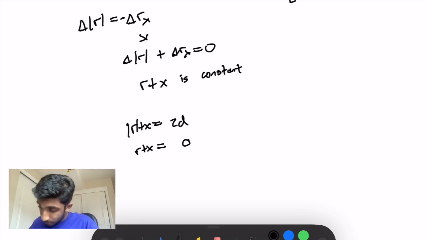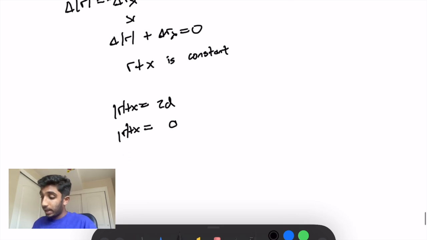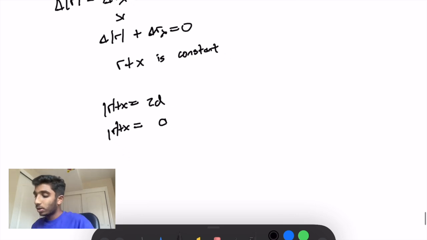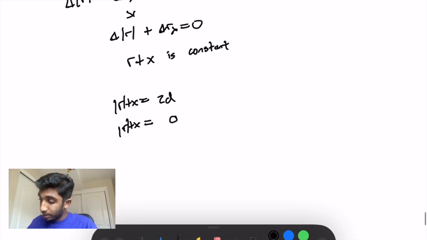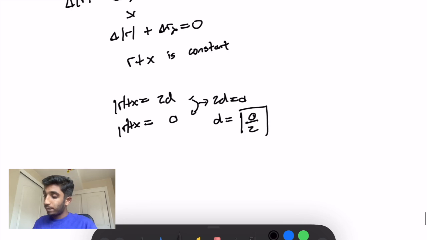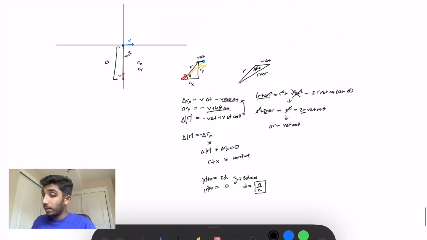And let's put magnitude signs to make this more clear. And now we can solve for what d is, because now we have that 2d must equal a, so d is equal to a over 2. So what we just solved here is a really common example of a pursuit problem, and this is really helpful for tests like the F equals MA or USAPhO.